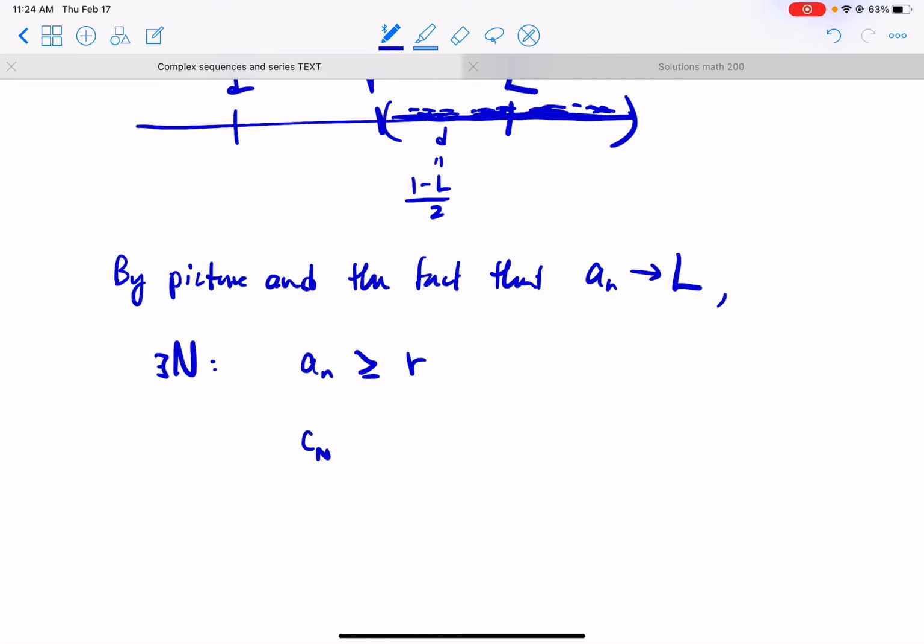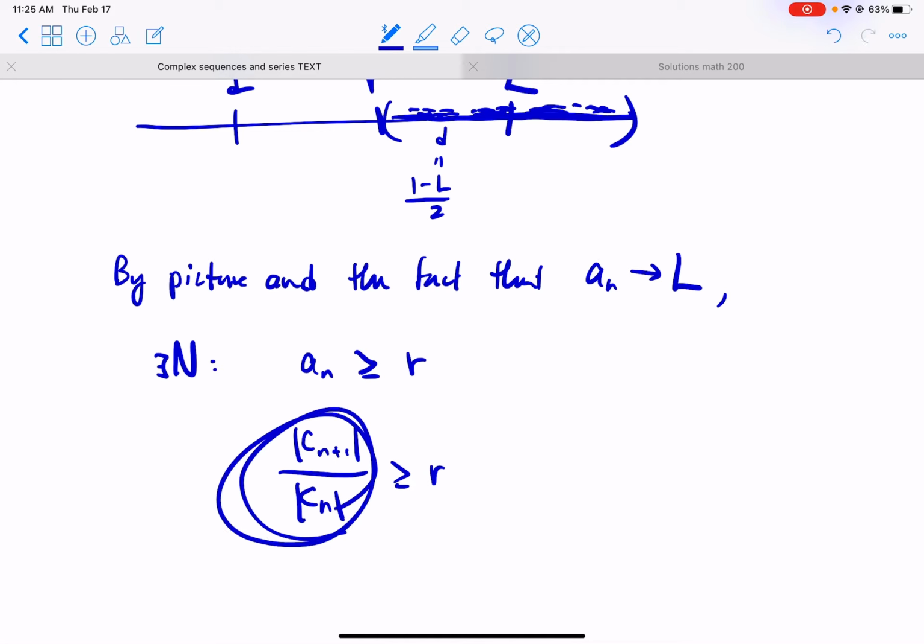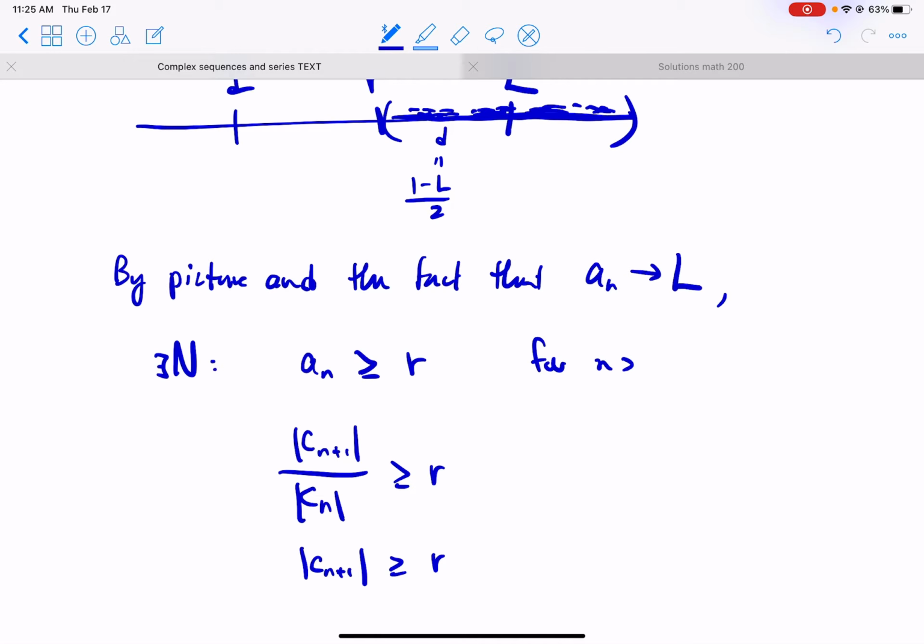But now again, let's just look at the Cn plus 1, Cn greater than or equal to r. That's the definition of a sub n. I just didn't want to keep writing this every time, so I gave it the name a sub n. But that implies that Cn plus 1 is greater than r. And this only holds for n greater than or equal to the cutoff, for n greater than or equal to the cutoff, we have Cn.